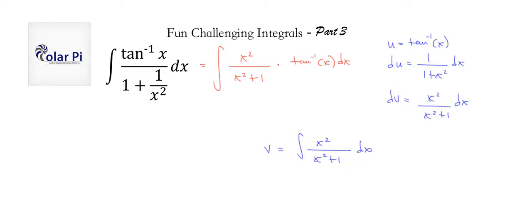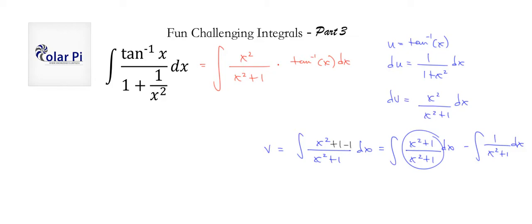And to deal with this, what we're going to do is add 1 and subtract 1 from the numerator. That way we're able to rewrite v as the integral of x squared plus 1 divided by x squared plus 1 dx minus the integral of 1 divided by x squared plus 1 dx. And here, notice that that's just 1 dx, and so that's just going to give us x, and what we have over here is going to be tan inverse x. So we've got our v, we have u, and then we have dv.